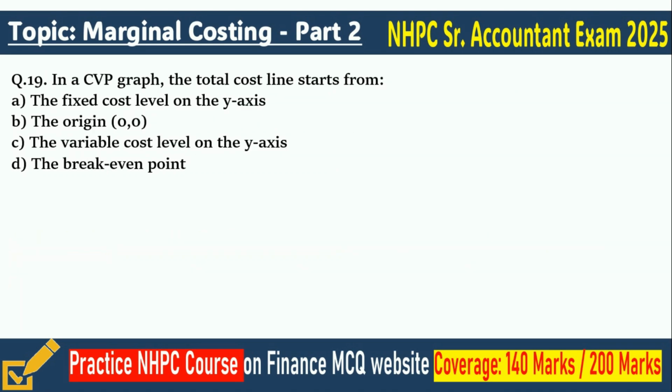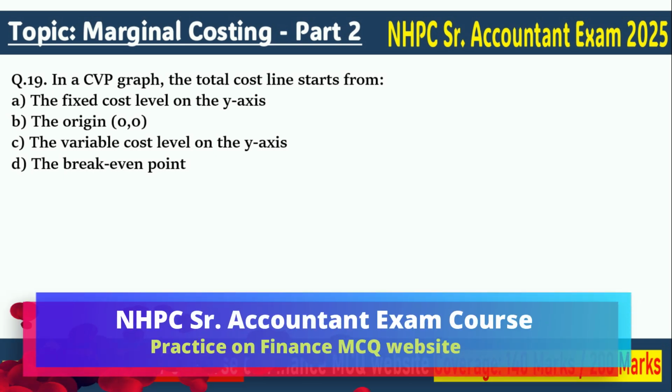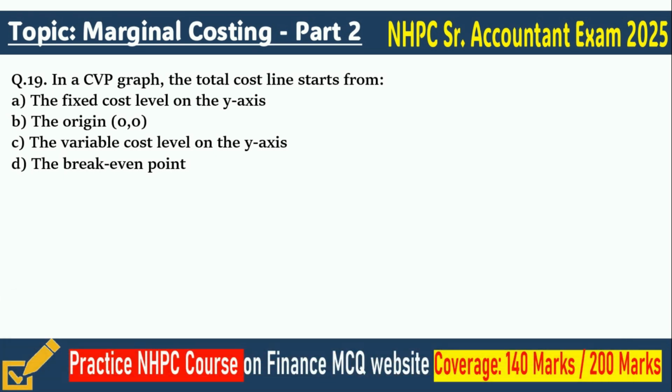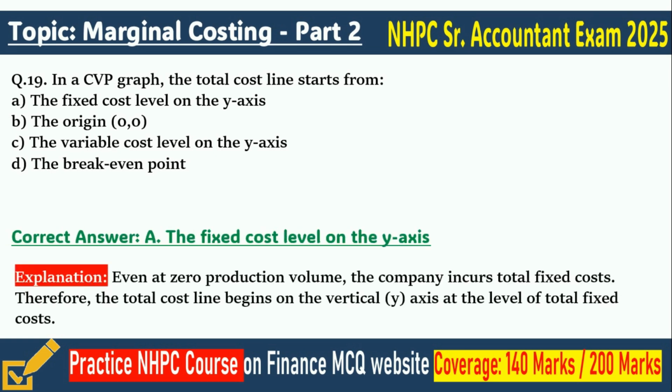Moving on, in a CVP graph, the total cost line starts from option A, the fixed cost level on the y axis, option B, the origin, option C, the variable cost level on the y axis, option D, the break even point. So friends, in the CVP graph, the total cost line will start from option A, the fixed cost level on the y-axis. And why is that? Because even at zero production volume, the company will incur total fixed cost. Therefore, the total cost line begins on the vertical y-axis at the level of total fixed cost.